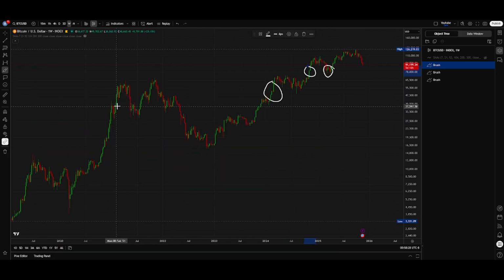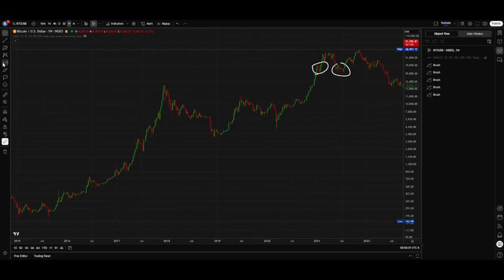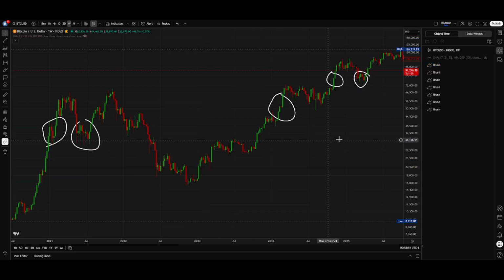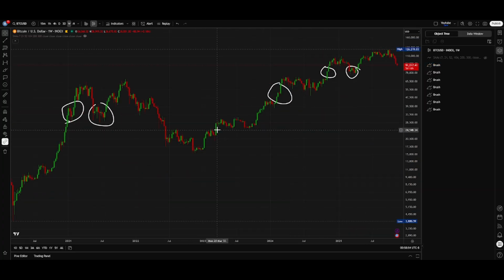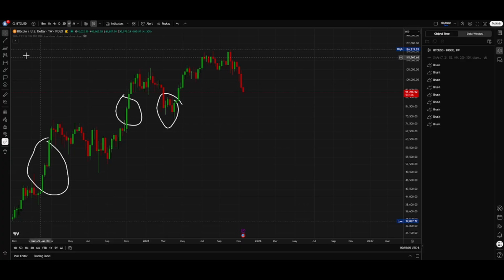Same thing here. All these single prints here, it consolidates, right? Pushes back up. Same thing here. You get all these single prints and it tries to get back above, maybe make a new all-time high, and it doesn't. It's a very common pattern, and this cycle it's played out a lot, right? Like the single print right here, still here.